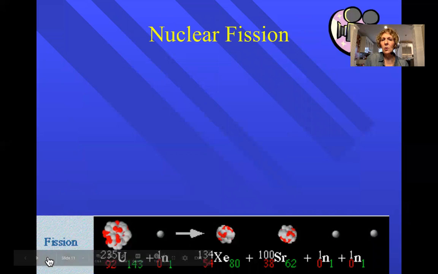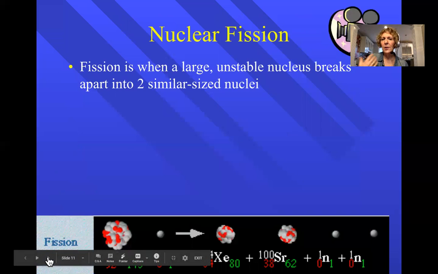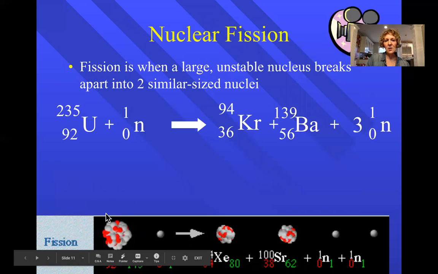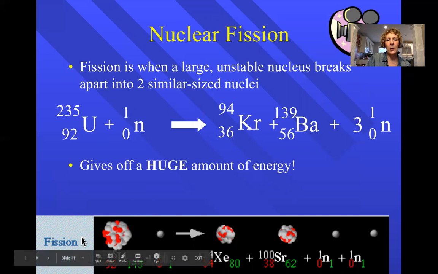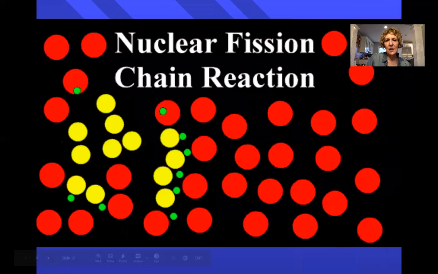So what is nuclear fission? Fission means breaking apart. It's when a larger unstable nucleus breaks into smaller pieces. Here's an example of uranium-235 that breaks into smaller pieces, krypton and barium. So that's what fission is.